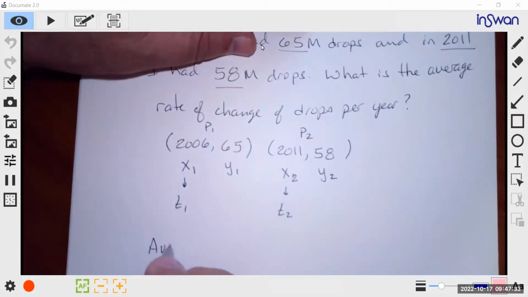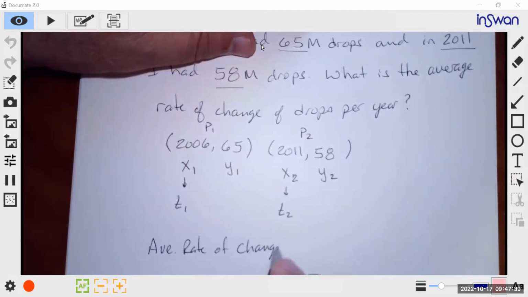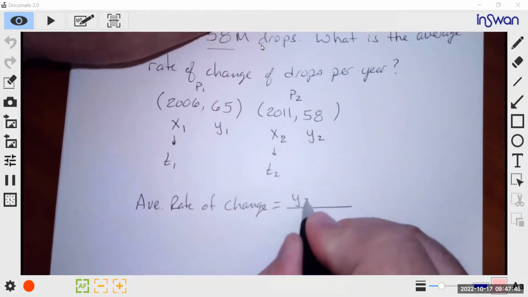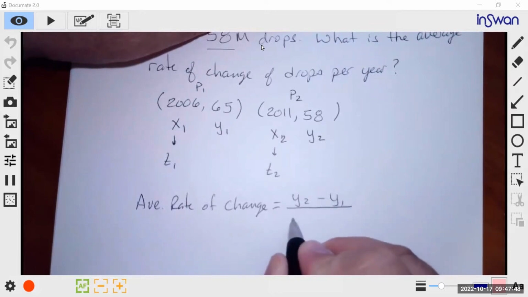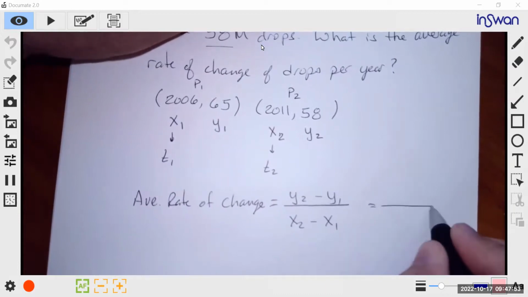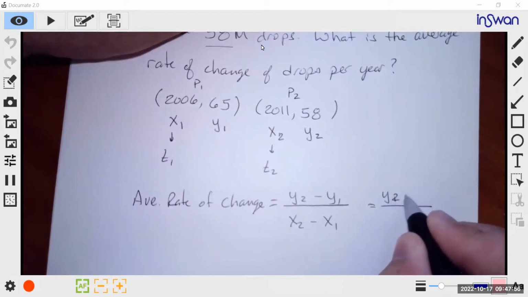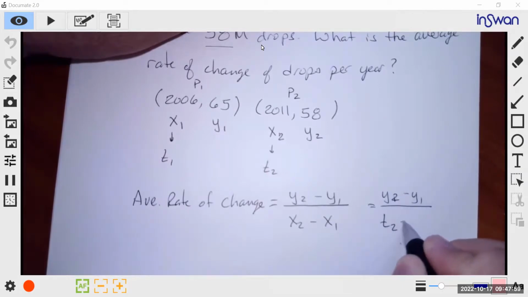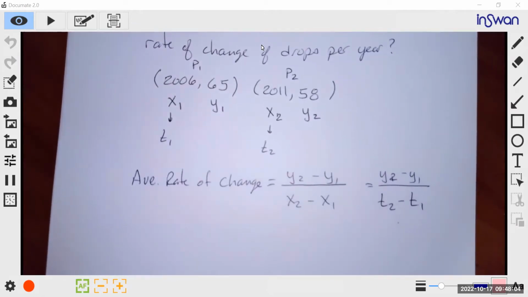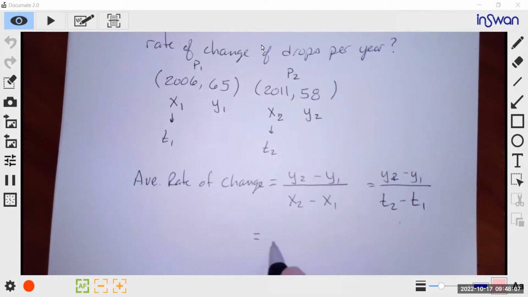So the average rate of change is simply the slope: y2 minus y1 over x2 minus x1. Or since we deal with time, y2 minus y1 over t2 minus t1. So now we just have to plug and play.